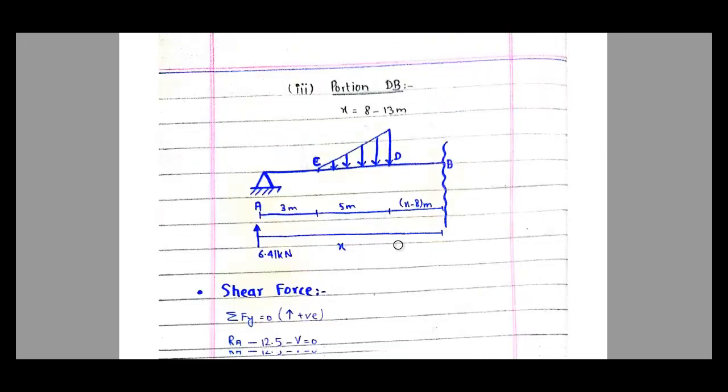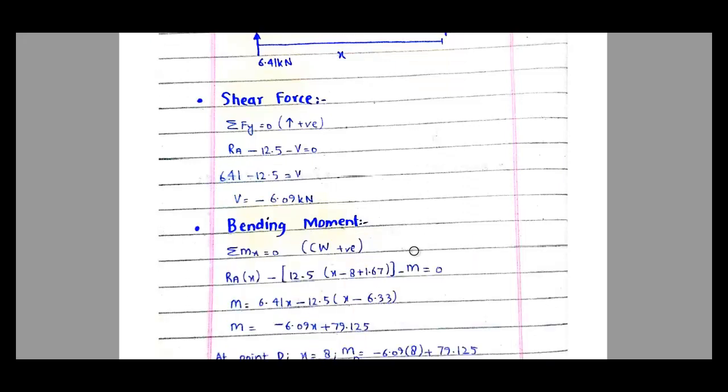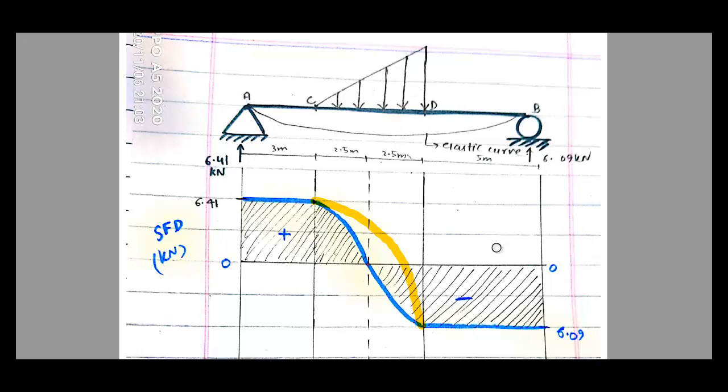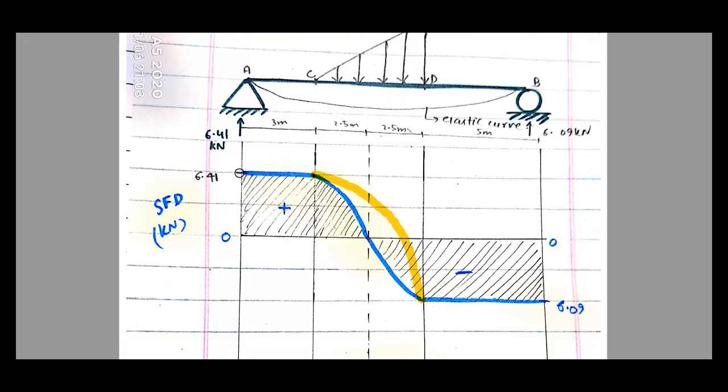I did not check that in detail. But if I come to the shear force diagram and bending moment diagram, the elastic curve is fine. Simply supported beam, load is acting in the downward direction, it will sag down. Shear force 6.41 here and 6.09 here.